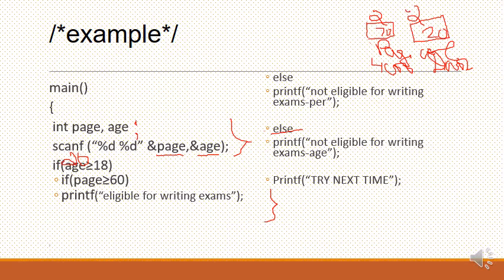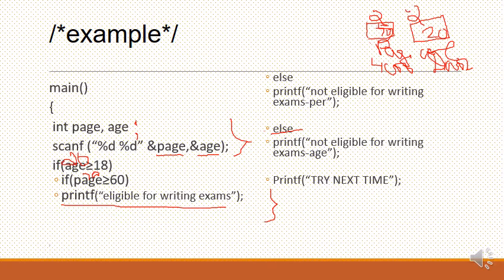When the condition is true, what happens? It is going to check the next condition. Here, what is the percentage? Percentage is 70. Instead of the variable, it takes the 70. 70 is greater than 60. Yes, both the conditions are true, then it is going to execute this statement. That means the output you are going to get is eligible for writing exam. So this is eligible.